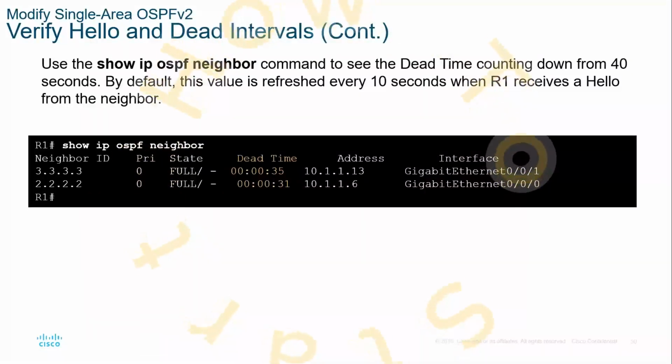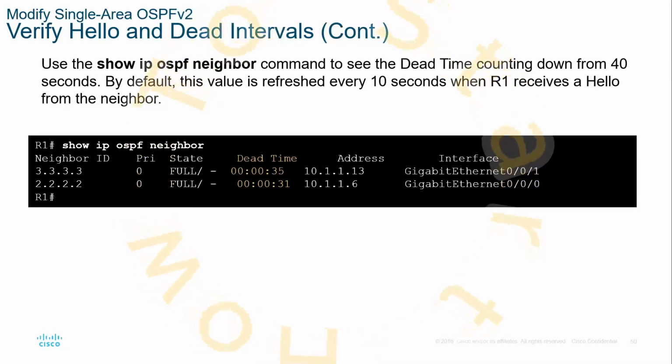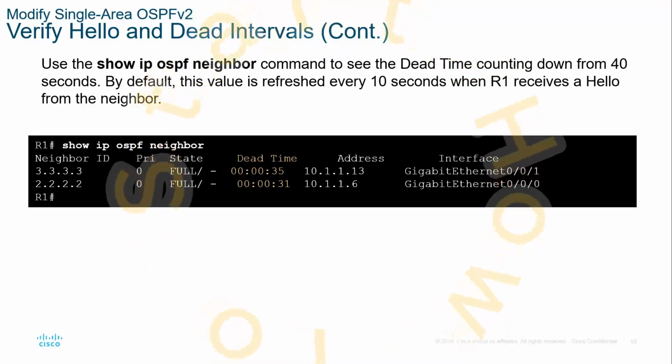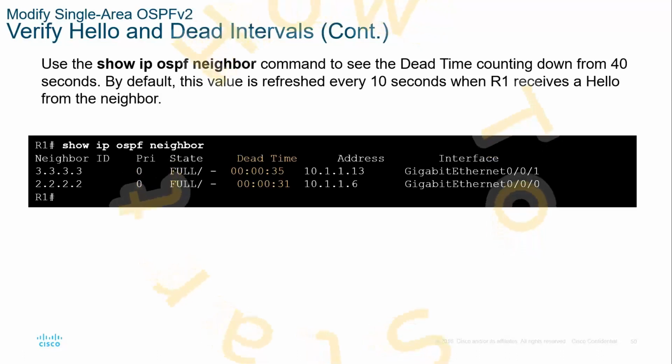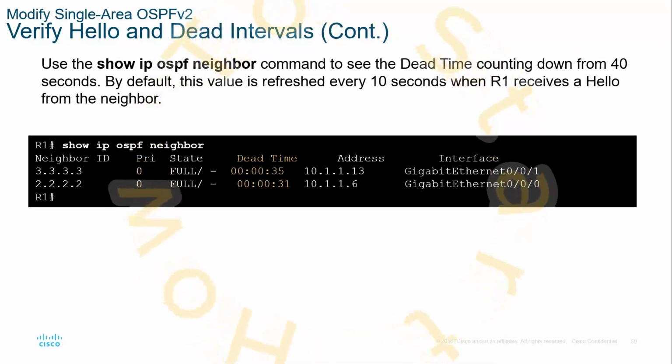We can also do a show ip ospf neighbor, and you can see the dead timer. And again, by default, this value is refreshed every 10 seconds. When the router receives a hello packet from the neighbor, it will refresh the dead timer.